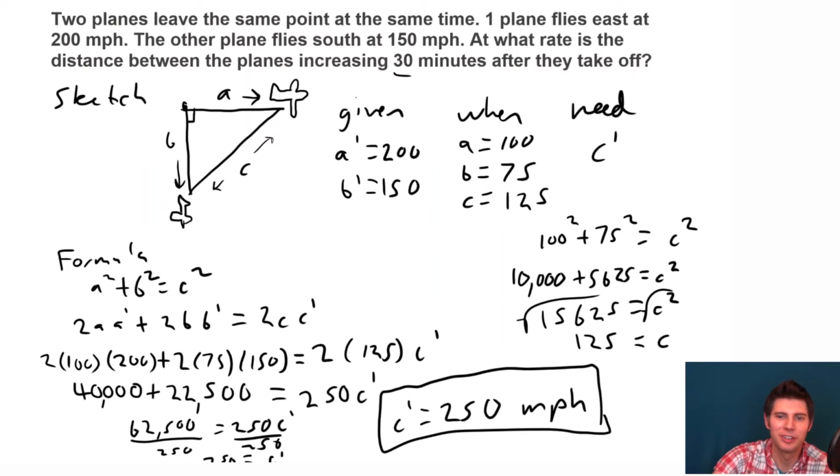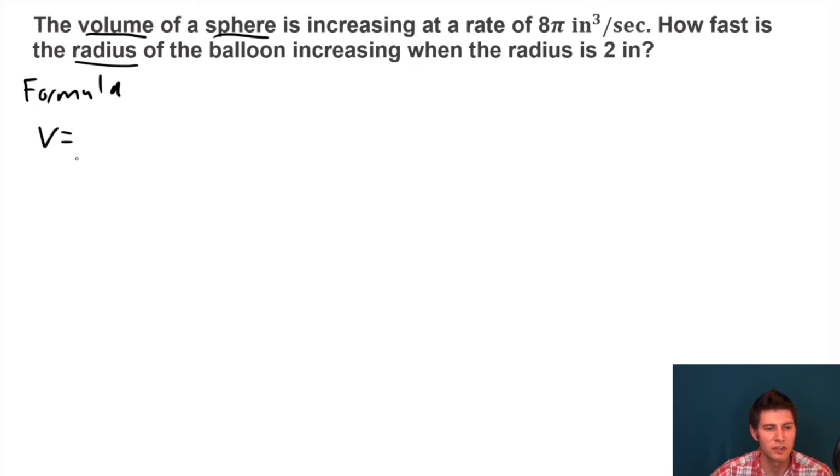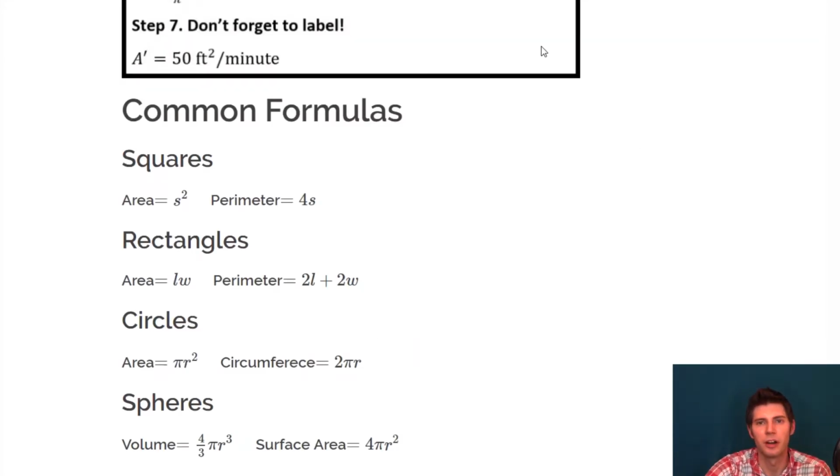All right, the next one. The volume of a sphere is increasing at a rate of 8 pi inches cubed per second. How fast is the radius of the balloon increasing when the radius equals 2? So first step, we need the formula. So we're doing the volume of a sphere. I see radius, and that's it. So we're just doing the volume of a sphere. The volume of a sphere is 4/3 pi r cubed.